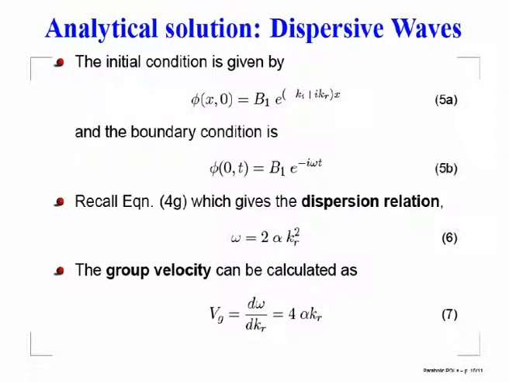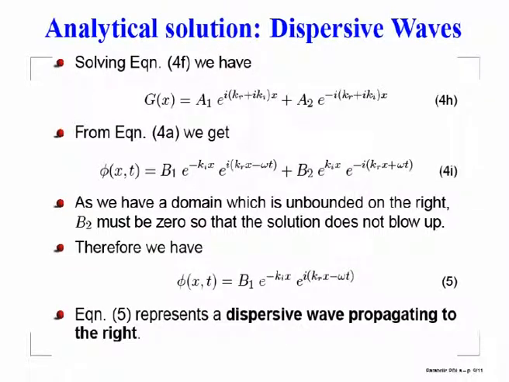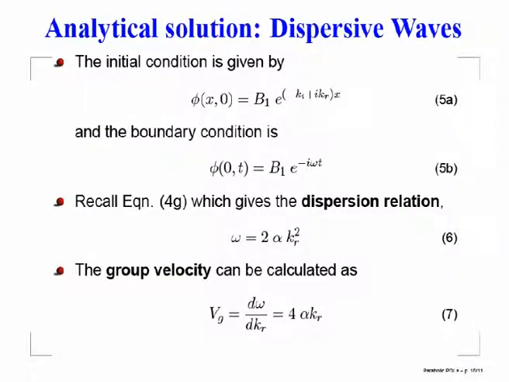So, basically what we are doing is the inverse trick. We have generated a solution which looks like a dispersive wave, and then we are going backwards, and from this general solution we are looking at what is the corresponding initial condition and admissible boundary condition. So, these initial and boundary conditions are very compatible with your general solution.